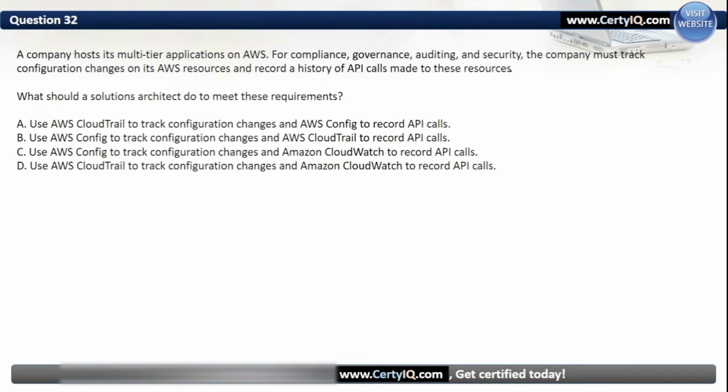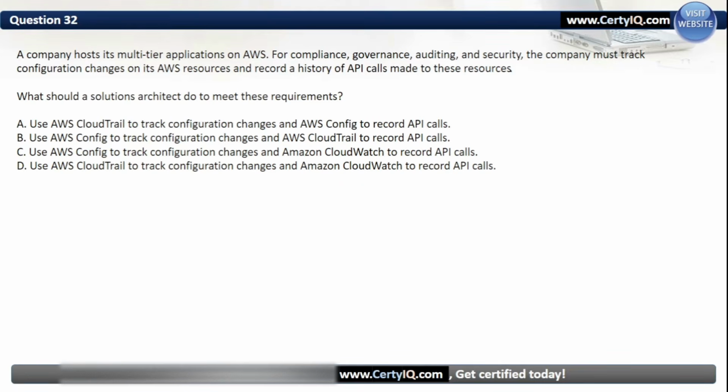Question 32. A company hosts its multi-tier application on AWS for compliance, governance, and auditing and security. The company must track configuration changes on its AWS resources and record a history of API calls made to these resources. What should a solutions architect do to meet these requirements?